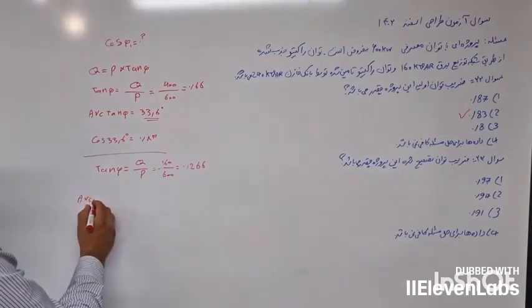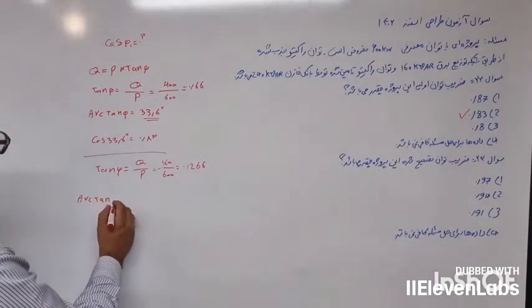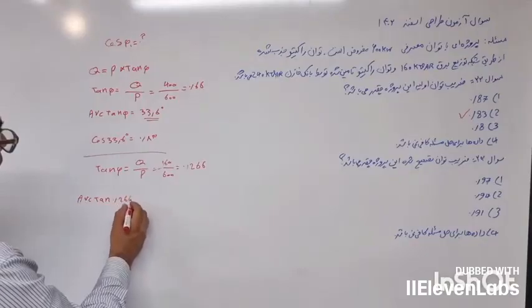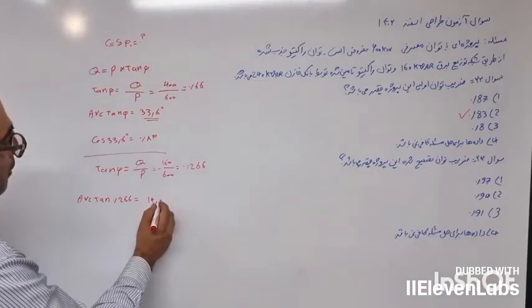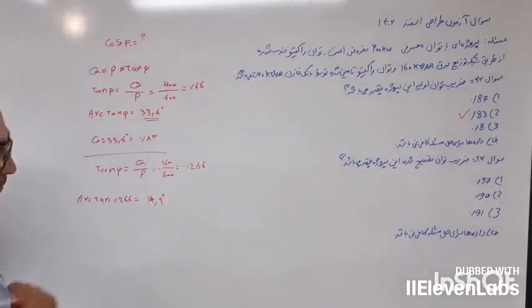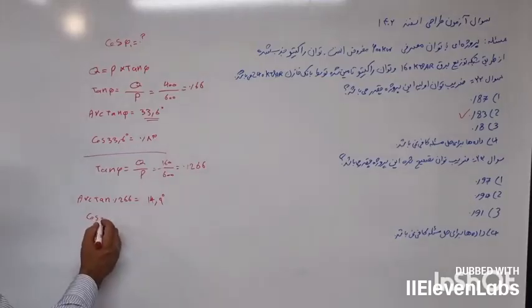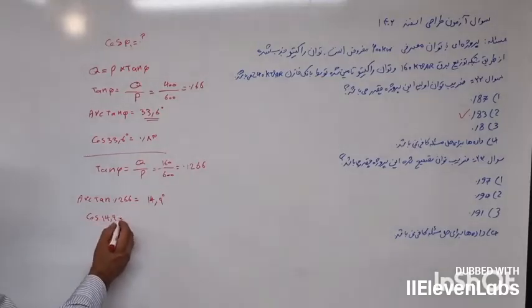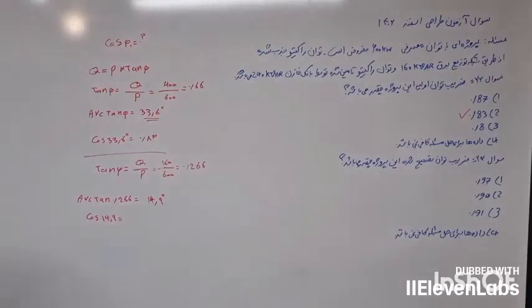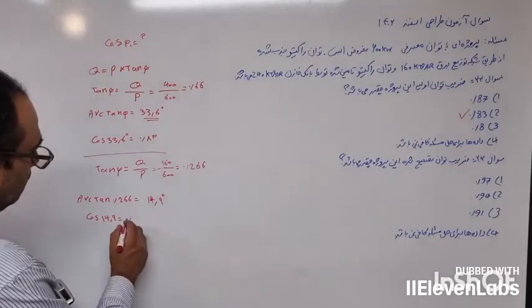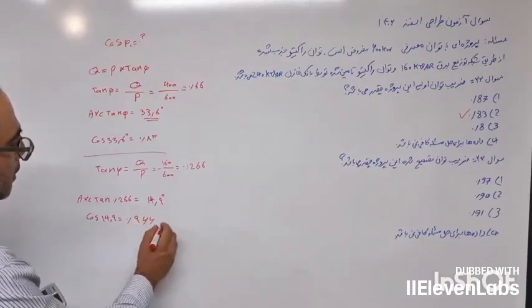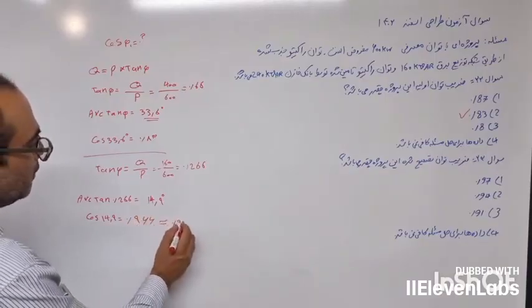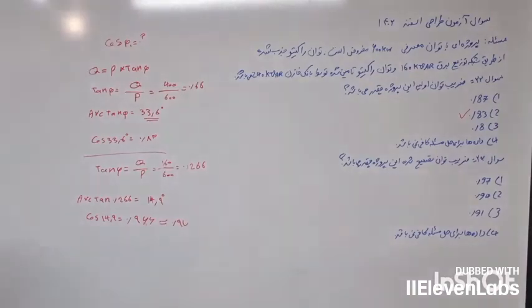Arctangent of 0.266 is 14.9 degrees. Here the cosine of 14.9 equals 0.966, which is approximately 0.97. So in question 23, option 1 is correct.